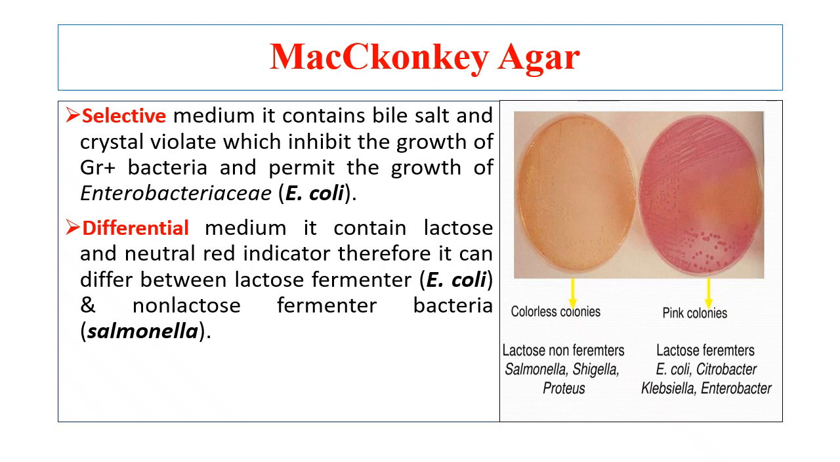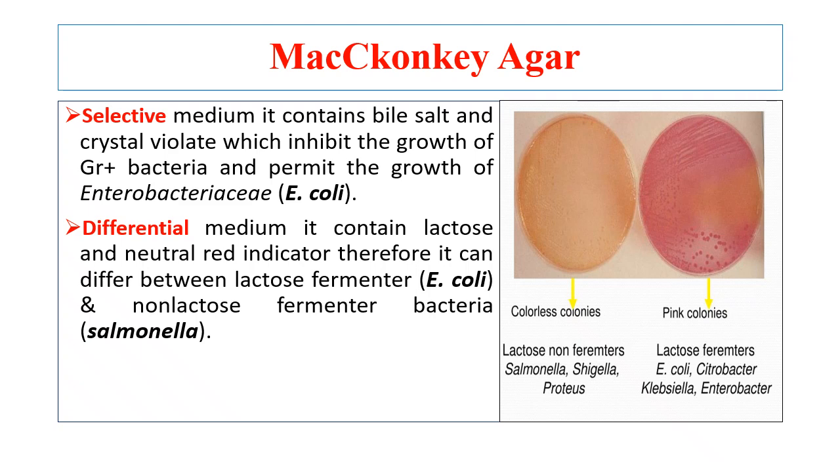Another important selective and differential media for gram-negative Enterobacteriaceae is MacConkey agar. This type of media is selective because it contains bile salt and crystal violet that inhibit the growth of gram-positive bacteria, allowing only the growth of gram-negative bacteria like Enterobacteriaceae. Why is it differential? Because it contains lactose and neutral red indicator. On this type of media, we can differentiate lactose fermenter bacteria from non-lactose fermenter bacteria.